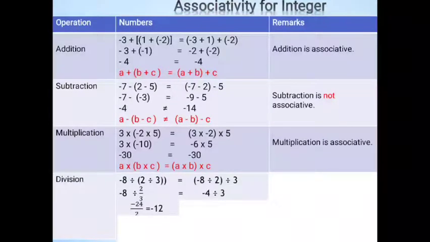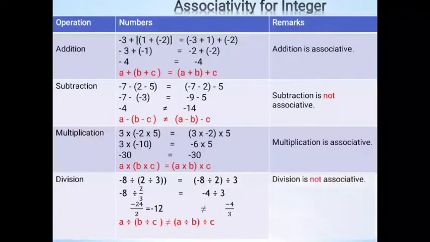Whereas negative 8 divided by 2 equals negative 4, divided by 3 can be written as negative 4 upon 3. So here the expressions are not equal. Therefore, division is not associative.